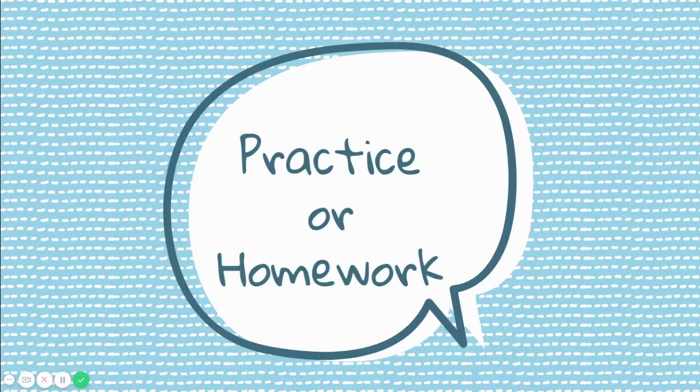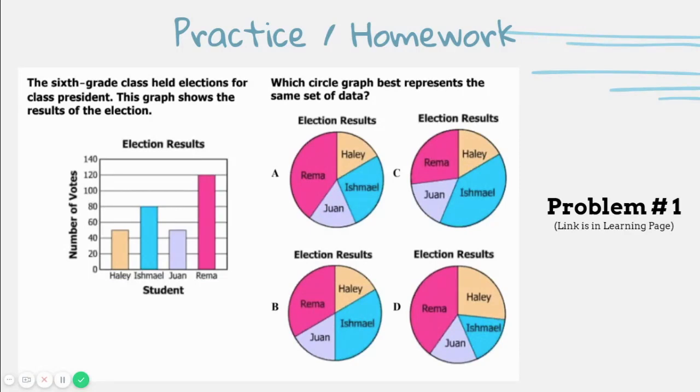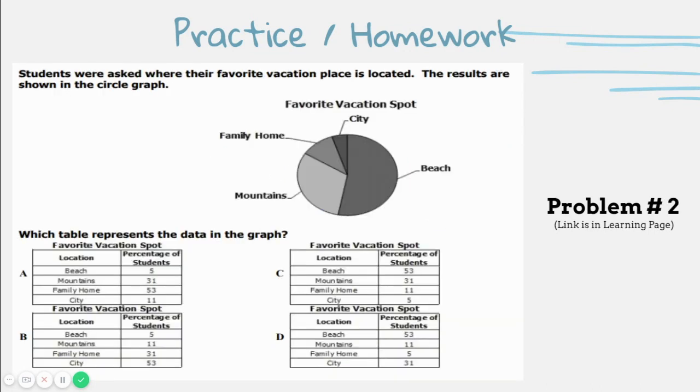All right, guys, before we end our lesson, I do have 2 problems that I would like for you to work on. Number 1, it says the 6th grade class held elections for class president. This graph shows the results of the election. Which circle graph best represents the same set of data? So we're going from a bar graph to a circle graph again. If you would like to see this problem a little bigger, then the link is also on the learning page for this particular problem. And then problem number 2, students were asked where their favorite vacation place is located. The results are shown in the circle graph. Which table represents the data in the graph? So here we're going from a circle graph to a table this time. Also with this particular problem, the link will be found on the learning page.